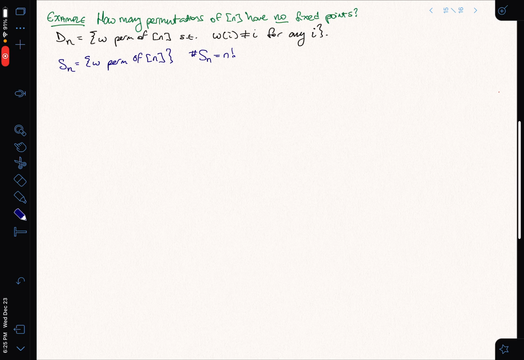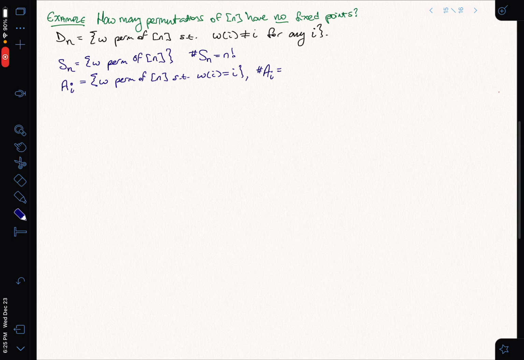Well, think about this. It's saying don't fix i for any i. Let's think about the opposite. Let's do fix i. Let's say A_i is the set of w a permutation of n such that w(i) is equal to i. First of all, let's just do a sanity check. Is that easier to count? Because if we haven't gotten something easier to count, maybe it's not worth doing. Well, sure, let's do this.